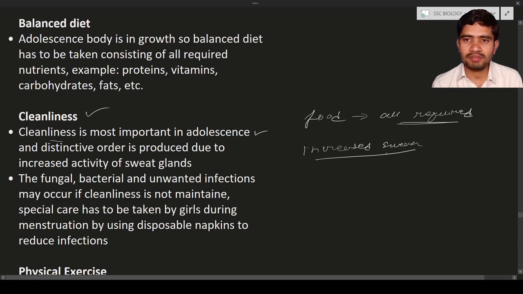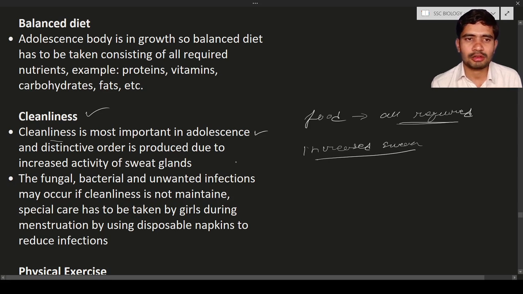So what happens if the sweat glands increase their secretions? More sweat will be produced, and the sweat will produce some kind of odor, means some kind of smell is produced. So to prevent such kind of smell, they should take a bath.